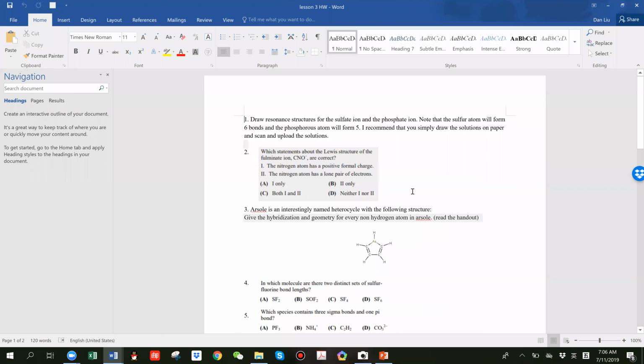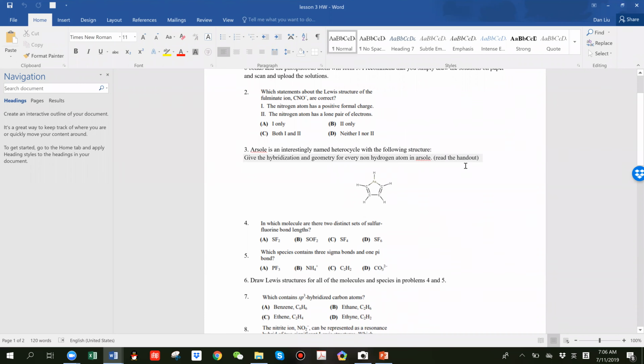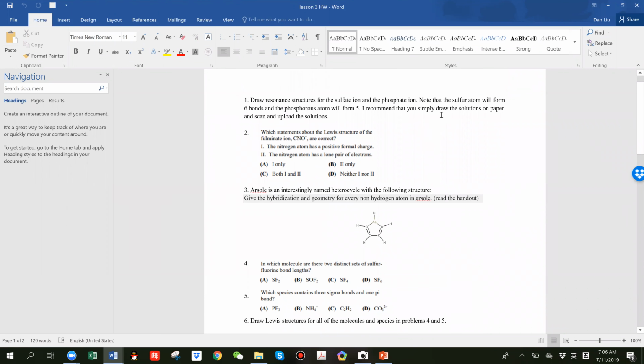I actually pulled some of the questions from the United States Chemistry Olympiads, so they are kind of difficult questions, but I think we should go over them. Question one is a little bit tricky because sulfur and phosphorus are both exceptions to the octet rule. You can see the answer here, I posted online.